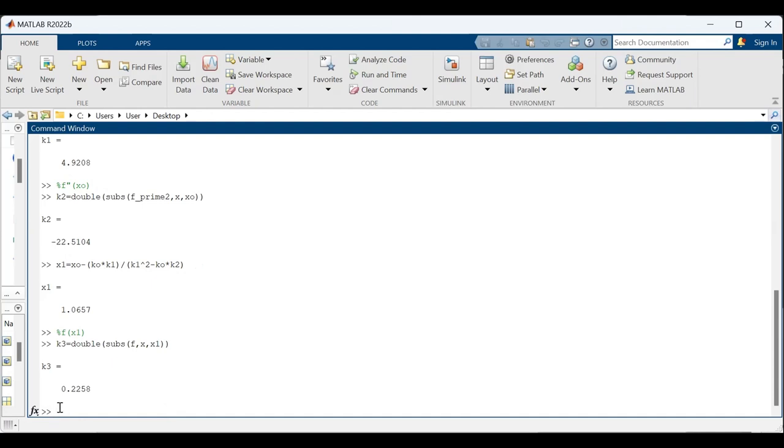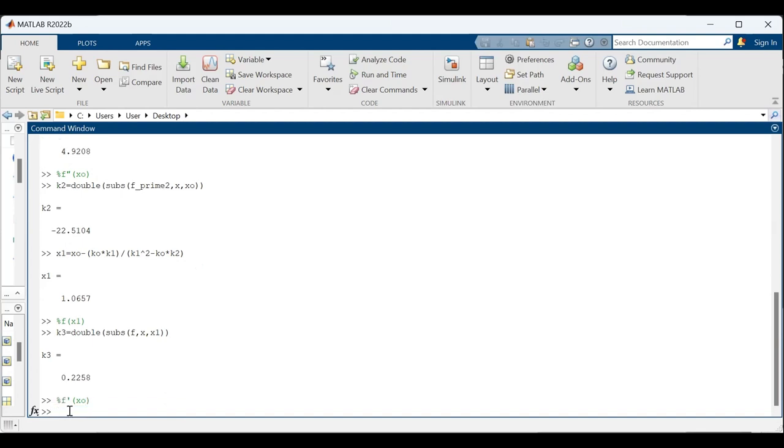And also I need to find the f prime of x1. This one I'll call k4. So k4 will be equal to, I'll just copy and paste the same command, substituting x1, and this will be f prime. We're using now f prime, remember? So this will be f prime.